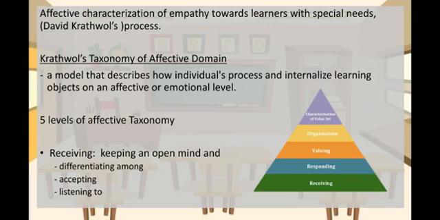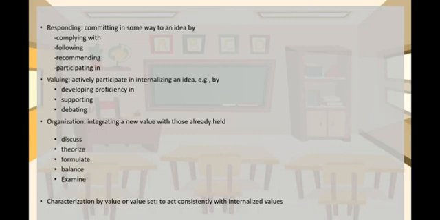First is receiving. Being aware of or sensitive to the existence of certain ideas, materials, or phenomena and being willing to tolerate them. Examples include differentiating, accepting, and listening to. Second is responding. It is being committed in some small measure to the ideas, materials, and phenomena involved by actively responding to them. Examples are complying with, following, recommending, and participating in.